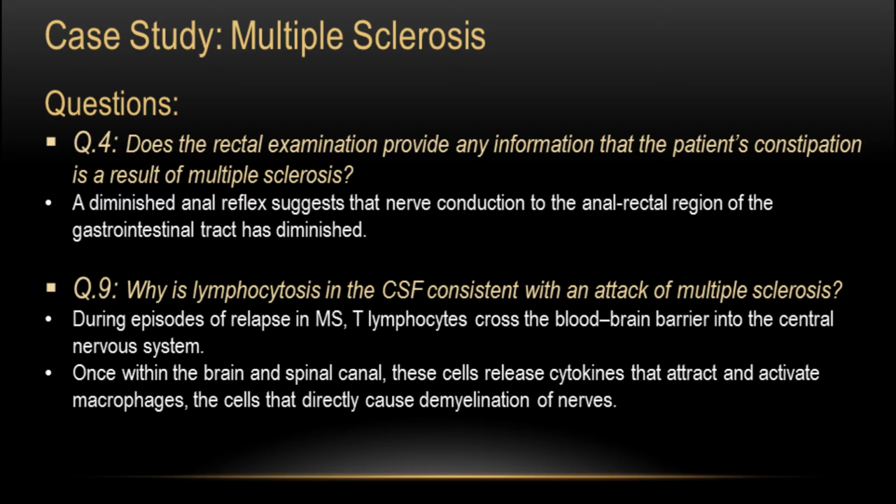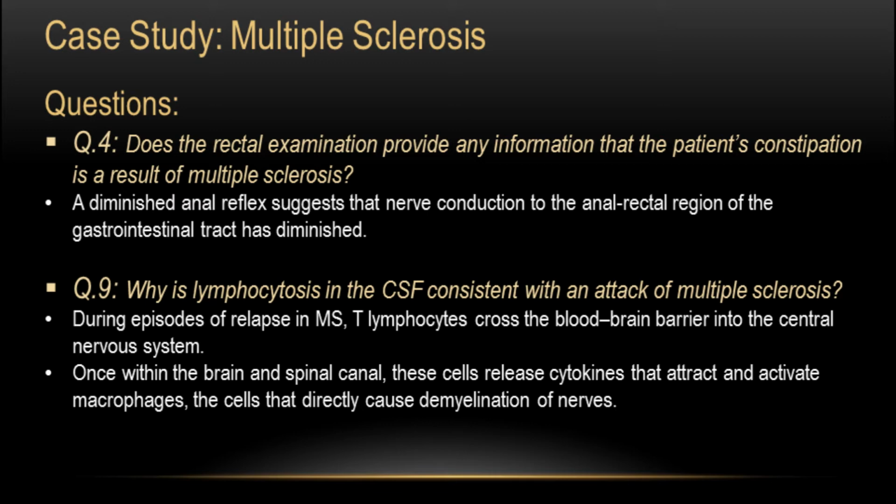Diminished anal reflex suggests that the nerve conduction at the anal rectal region of the GIT is diminished because of, again, MS. MS is a degenerative neurologic disease. Decreased nerve impulse transmission to the sphincters will lead to sphincteric problems.